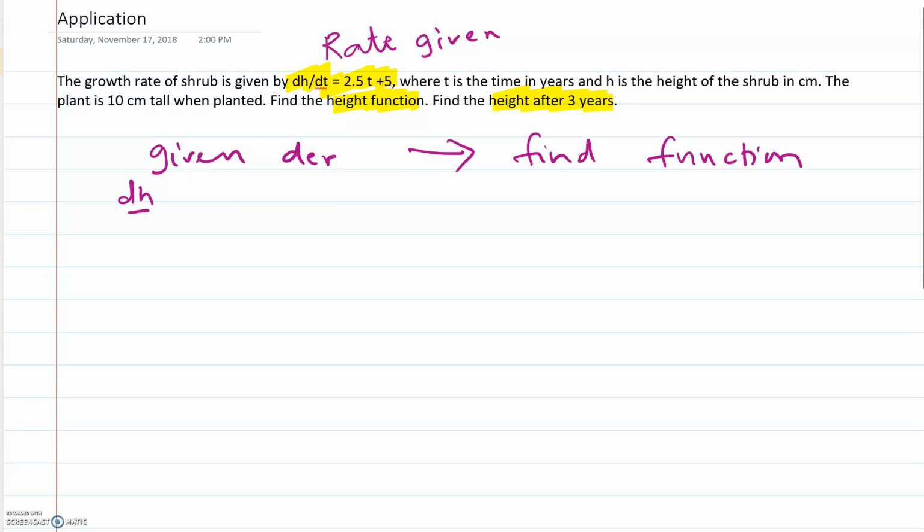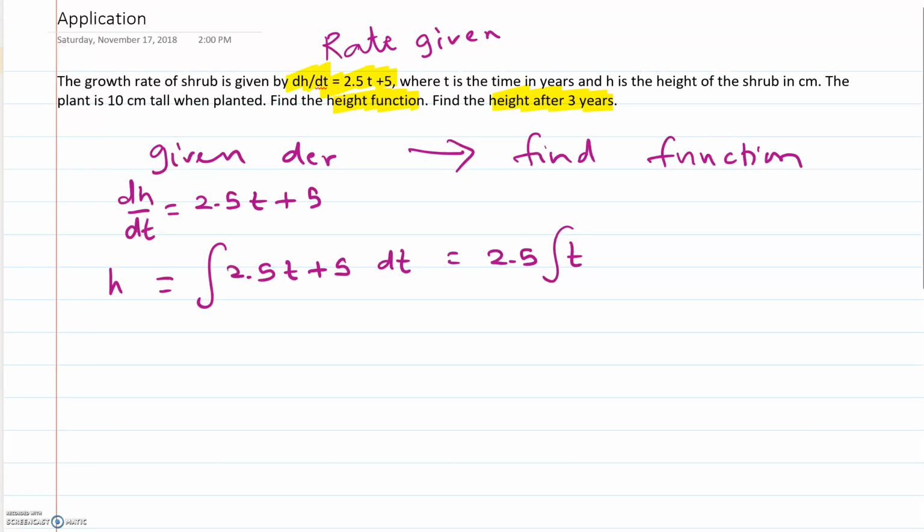Let me rewrite dH by dt. dH by dt is 2.5 t plus 5. We're going to do an indefinite integral. Let me write h of t. The height function is the integral of 2.5 t plus 5, integrating with respect to t. So this will give 2.5 times the integral of t dt plus the integral of 5 dt, or you can pull the 5 outside too.